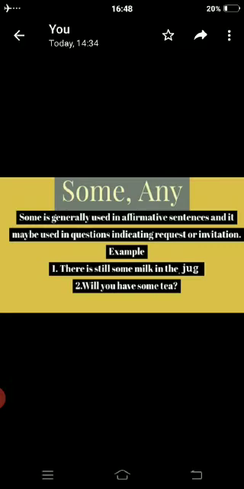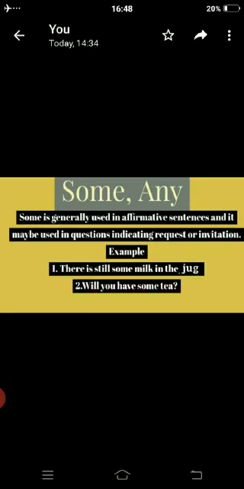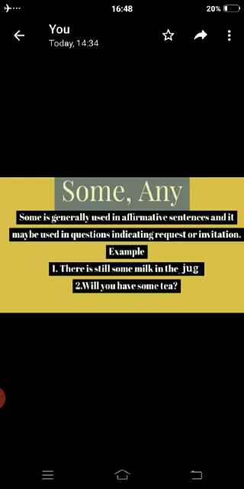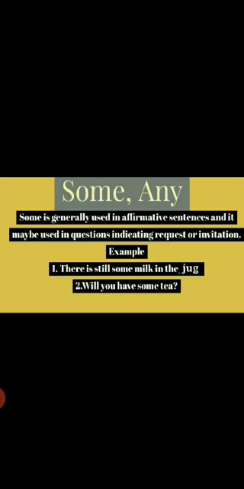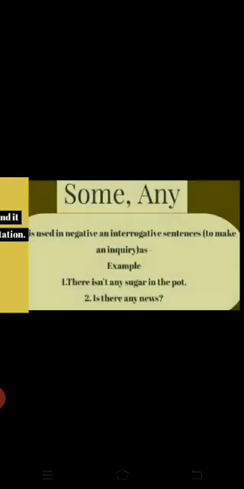So examples which are there before you. There is still some milk in the jug. Number one, affirmative sentence. Let us see the second sentence. Will you have some tea? So here, though the sentence is interrogative, it is offering a request, right? That is why this can be used like that also. Some can be used in this manner when somebody is requesting or offering or inviting something, right?